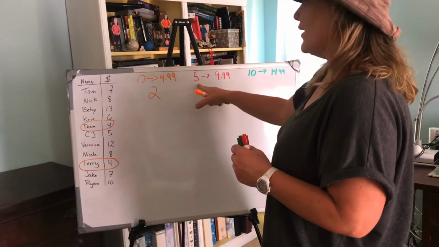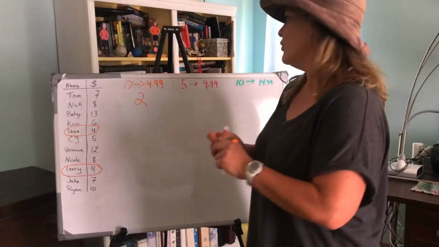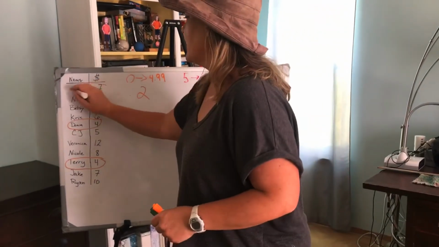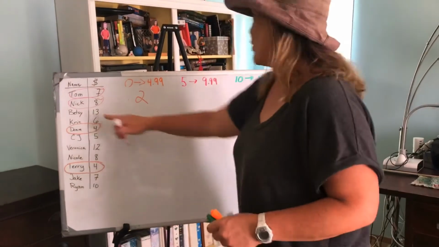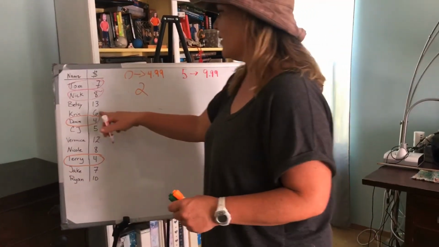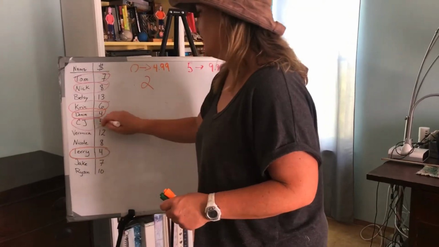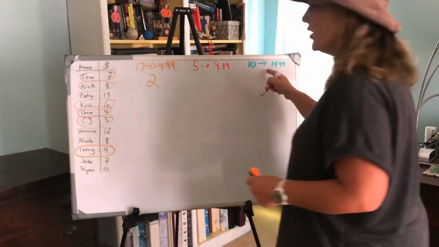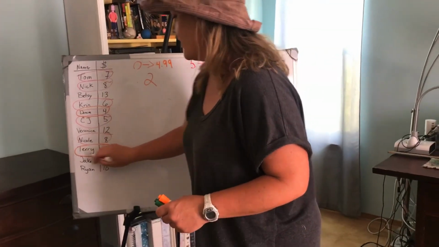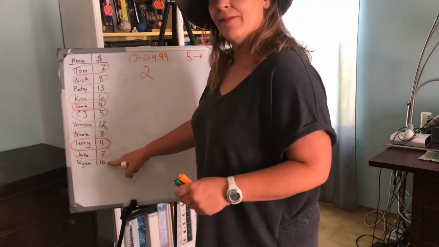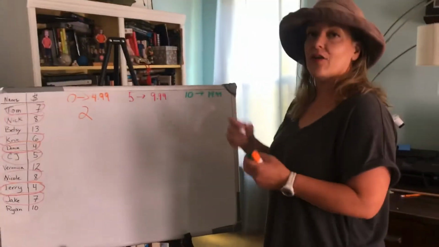The next bucket is $5 up to $9.99 for their dog walk. So who paid that? Well, Tom did. Nick did. Did Betsy? No, Betsy's above, so she doesn't get counted. Chris did. CJ did. Did Veronica? No, she goes into this column. Nicole? Yes. Jake? Yes. Did Ryan? No, because again, this is up to $9.99. So the $10 goes into the second bucket.